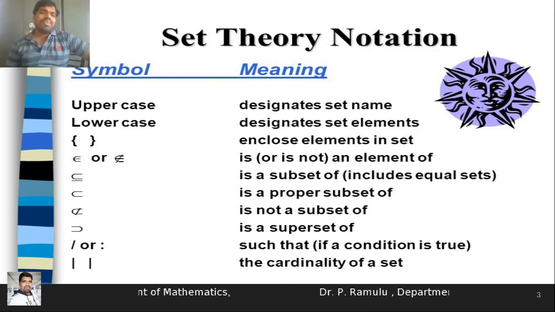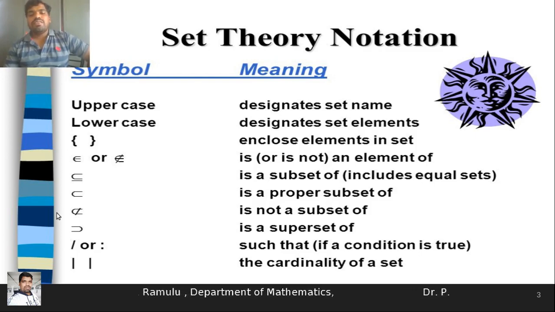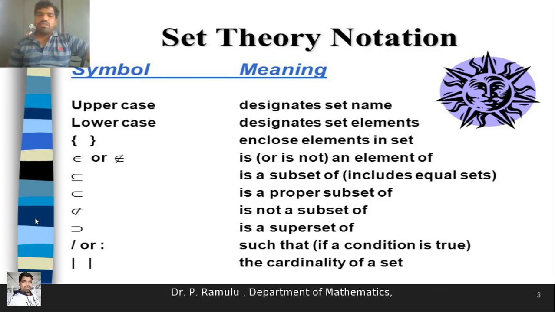Similarly, if I take A is equal to {1, 2, 3, 4, 5}, B is equal to {1, 2, 3}, that means A contains more elements than B and all elements in B, therefore A is a superset of B. So you can take A is equal to {A, B, C}, B is equal to {a, b, c}, and A has a, b, c, d, B has only a, b, c. That means A is a superset of B.